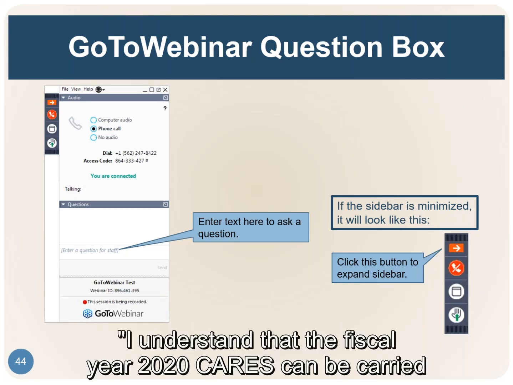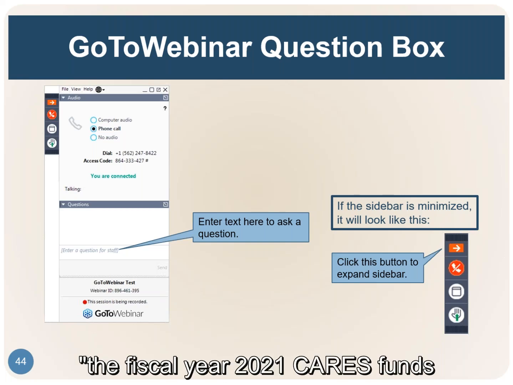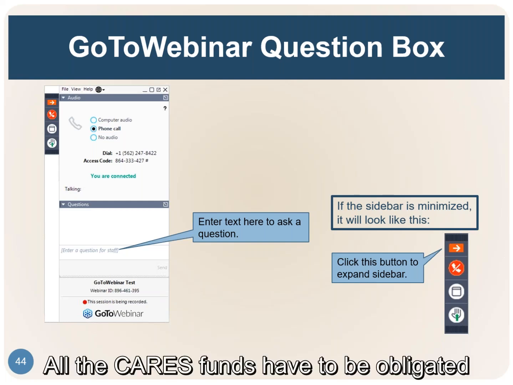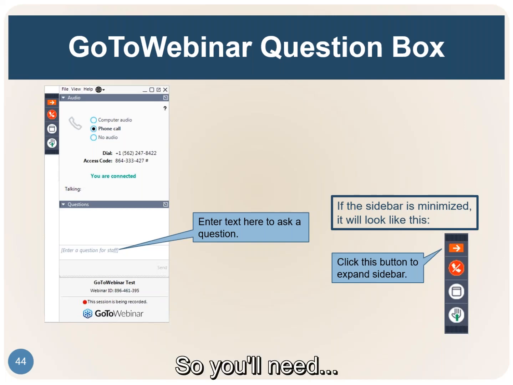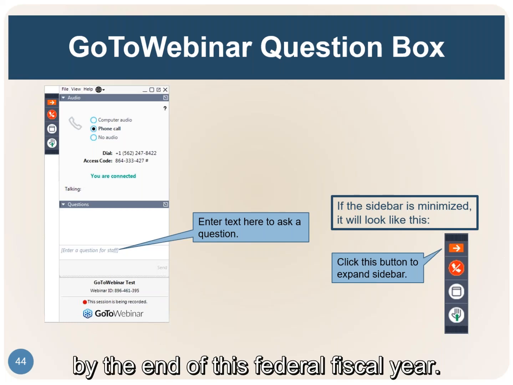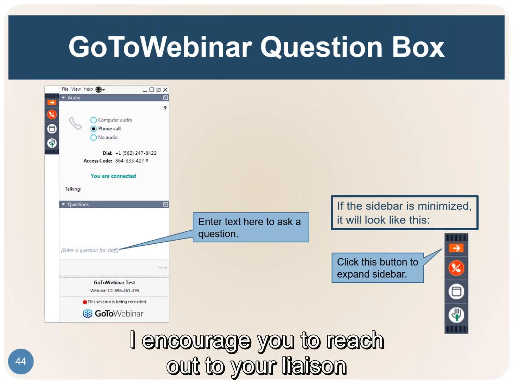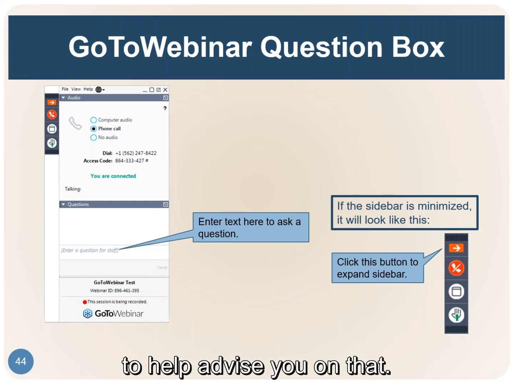The first one is, I understand that the fiscal year 2020 CARES can be carried over into fiscal year 2021. But will we be able to carry over the fiscal year 2021 CARES funds into fiscal year 2022? No. All the CARES funds have to be obligated by the end of fiscal year 2021. So if you've carried them all over to fiscal year 2021, you need to have them obligated by the end of this federal fiscal year. Now, if you have questions or you're concerned about your ability to do that, I encourage you to reach out to your liaison, and they can help get in touch with the OCS fiscal staff to help advise you on that.